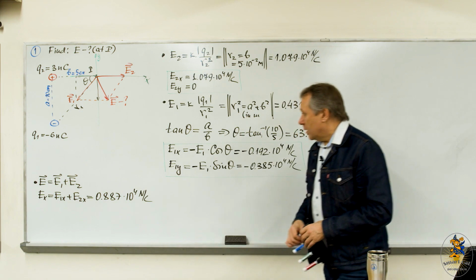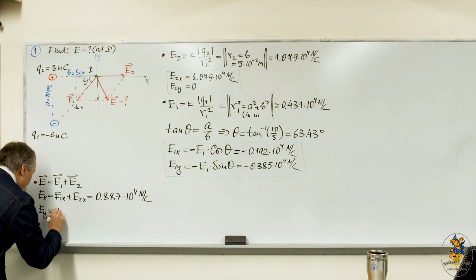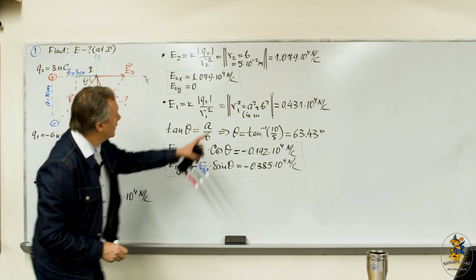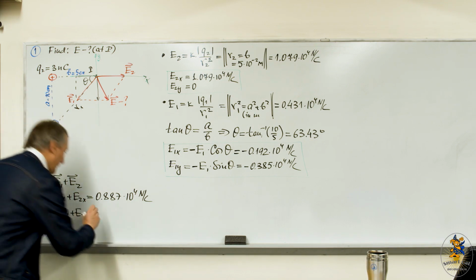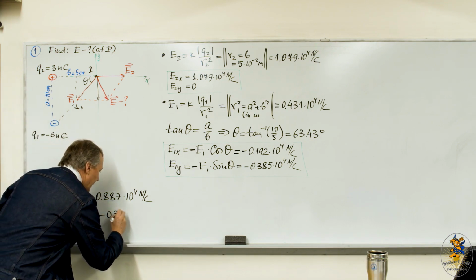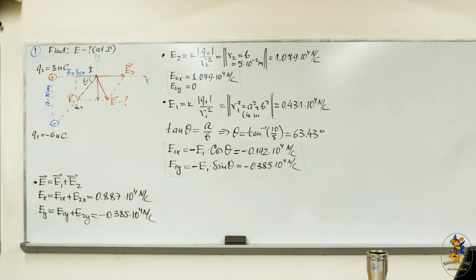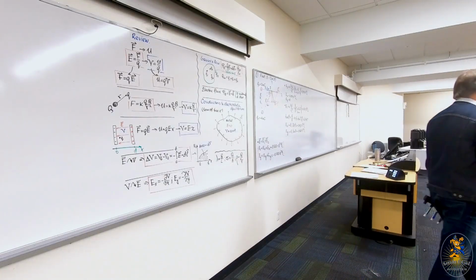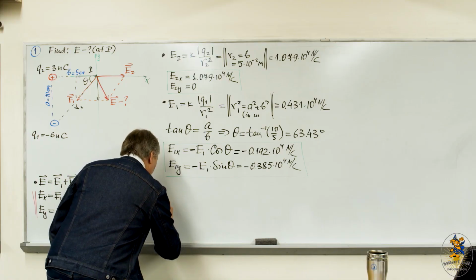So now let's do the same for the y component. E sub y equals E1y plus E2y. It's easy because this is your y component, so it all comes from there. So it's minus 0.385 times 10 to the power of 4 newtons per coulomb. So essentially we can say this is the answer. We found the components of a vector, so we can say we know everything about that vector. But the question can ask, what about the magnitude?